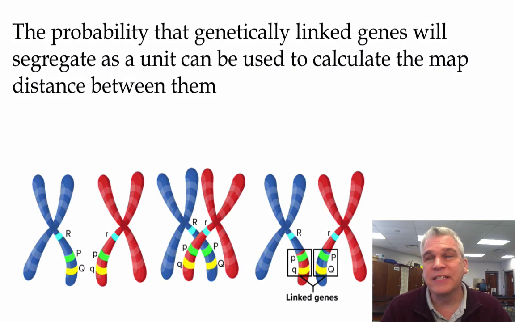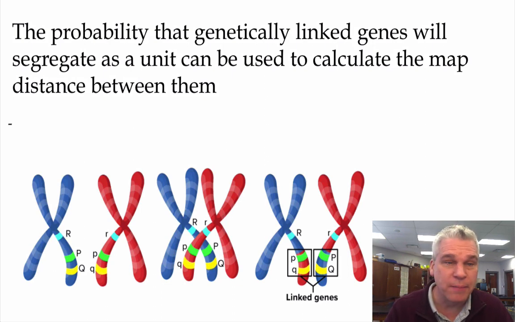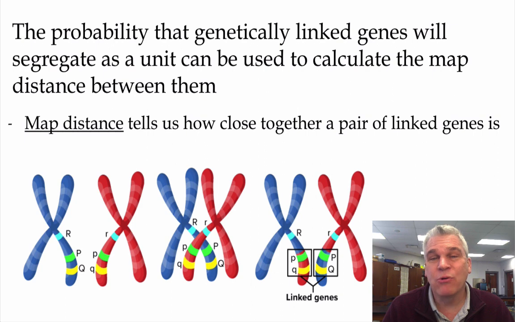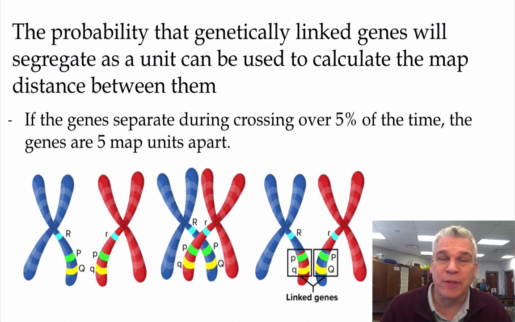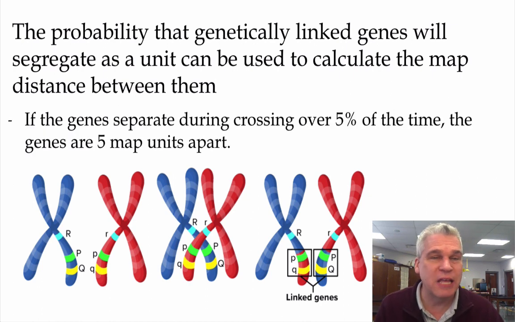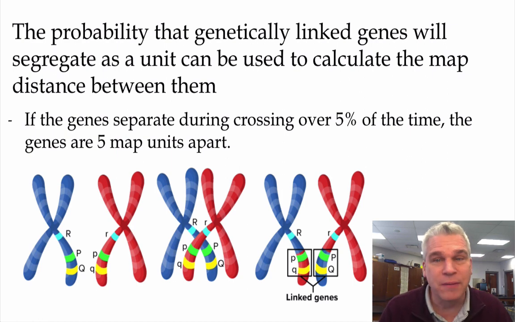Now, the probability that linked genes will segregate as a unit, or segregate together, can be used to calculate the map distance between them. The map distance tells us how close together a pair of linked genes actually is. For example, if the genes separate from each other during crossing over about 5% of the time, we simply say the genes are 5 map units apart. If they separate 50% of the time, they are 50 map units apart. So think about what that means. The more often they separate during crossing over, the farther apart they are on the chromosome.